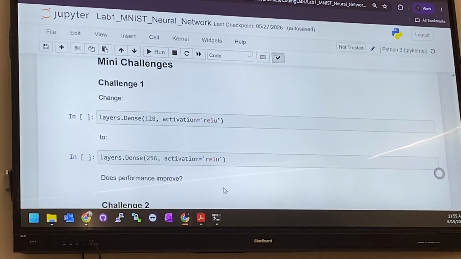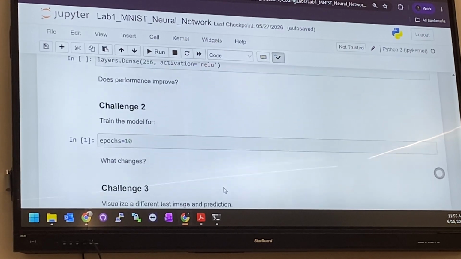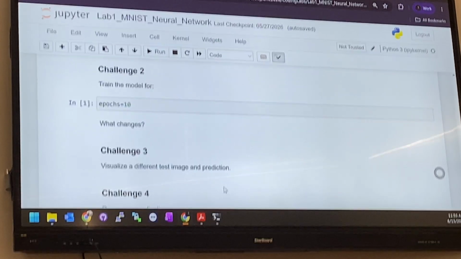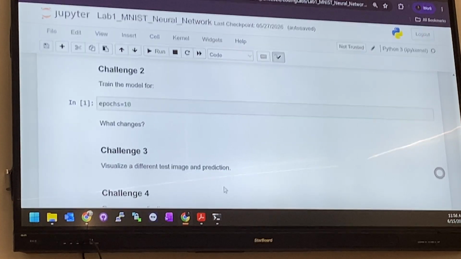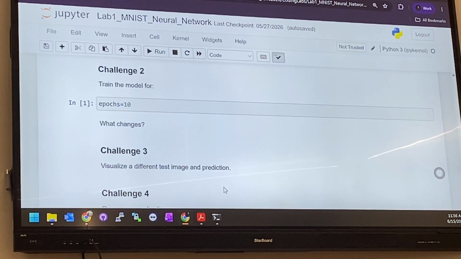Okay, let's go to challenge number 2, which I said change it from 5 to 10, and see what is happening. Then the curves will start showing some type of overfitting, all right? You can leave the number of neurons at 256, but don't run it. Unless you really want to. No, I don't know. Okay, then don't do it. Just ask me.